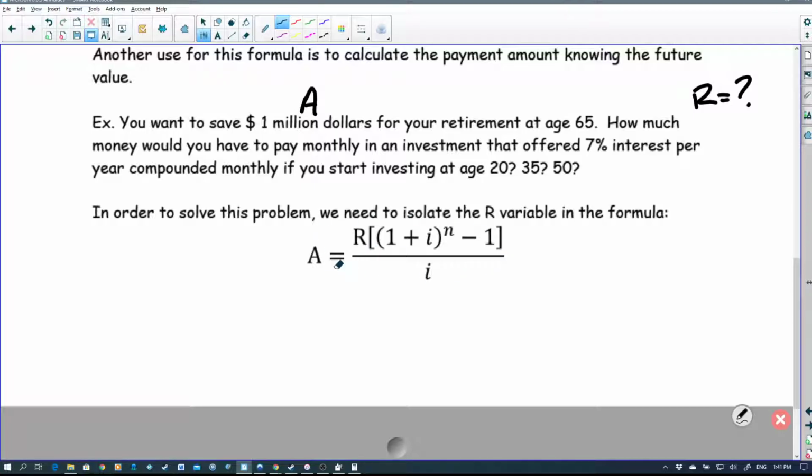And even though this looks quite daunting, it really isn't. Because this whole bracket is just multiplying R, and I is just dividing R. If I want to isolate R, all that happens is the I comes over here and multiplies, and the big square bracket goes underneath and divides. And now we've got R isolated.